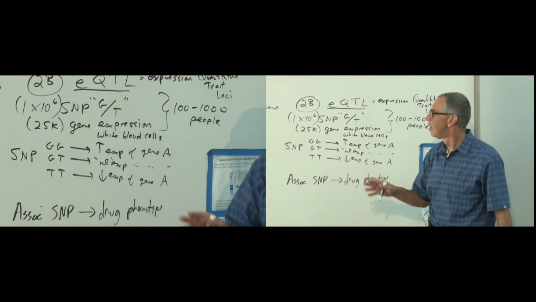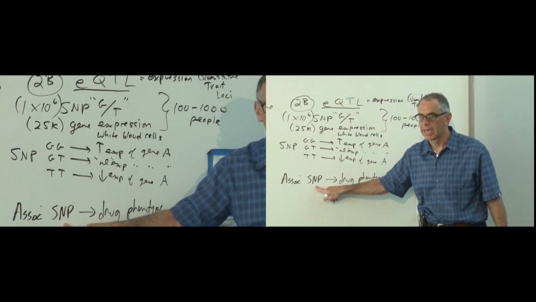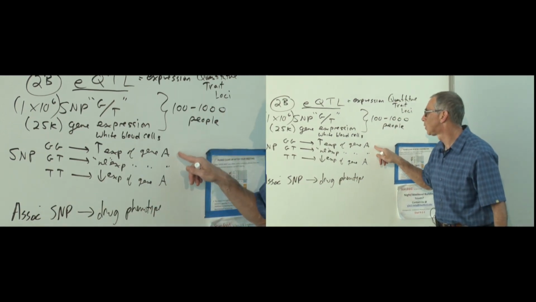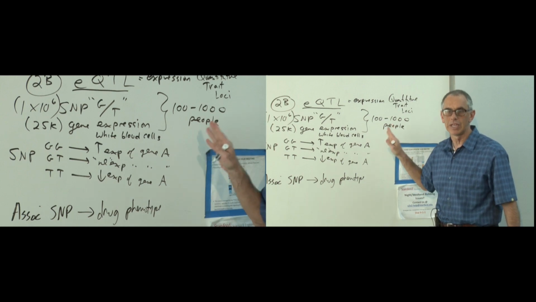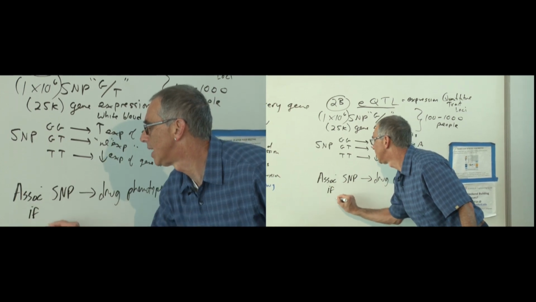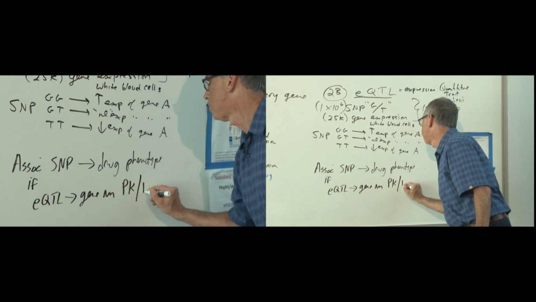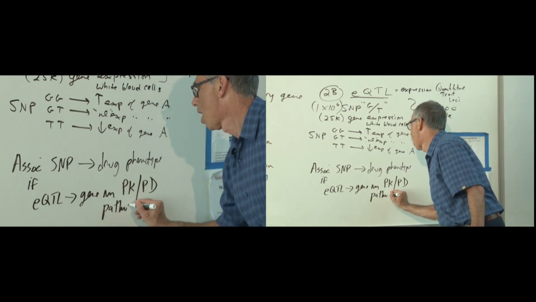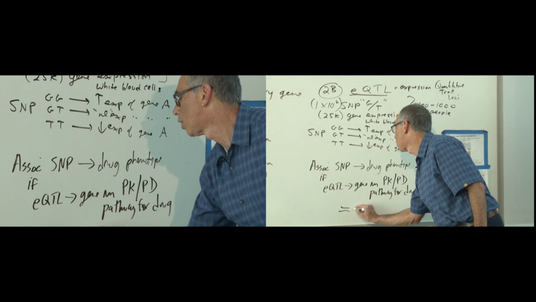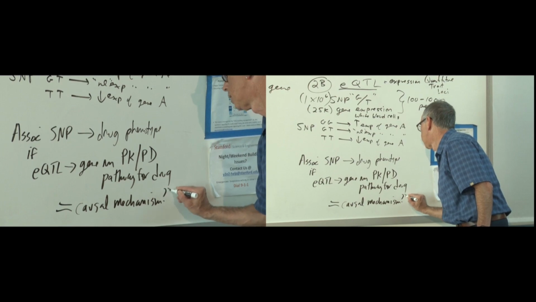One mechanism by which a SNP that is otherwise difficult to explain how it could impact drug response, one way it could work is that it changes the expression of a gene that is very important for the response to that drug. So if that SNP is an EQTL for a gene that's in the PK or PD pathway for the drug of interest, then that might give you your causal mechanism. I'll put a question there because it's a maybe.